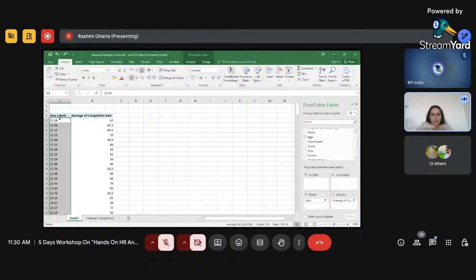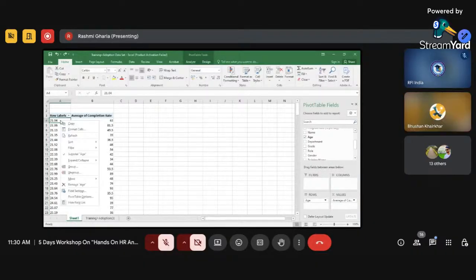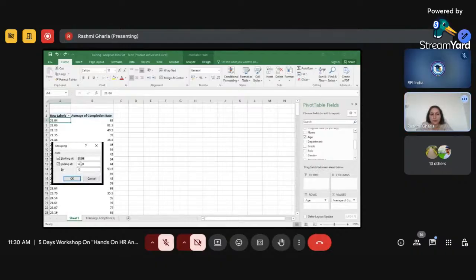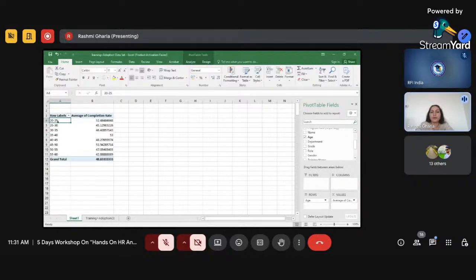Select the cell, first one, right click, group. What I'm doing is I'm putting it as 20, a round figure I'm taking. I'm dividing it by, I want a difference of 5 in the age group, right? Click on OK. It will give you the age range 20 to 25, 25 to 30, 30 to 35, right? So this way it will give you the age range.